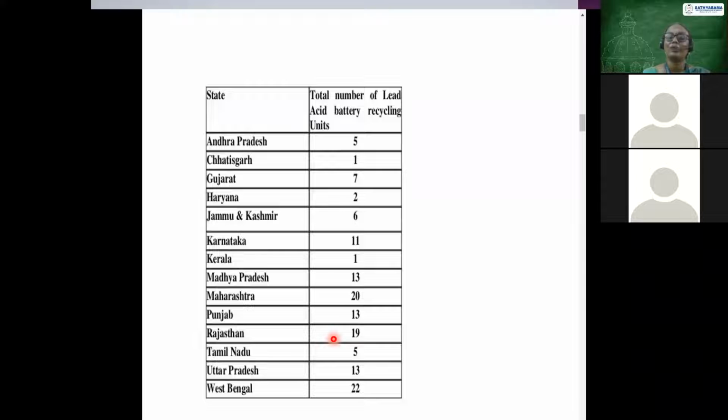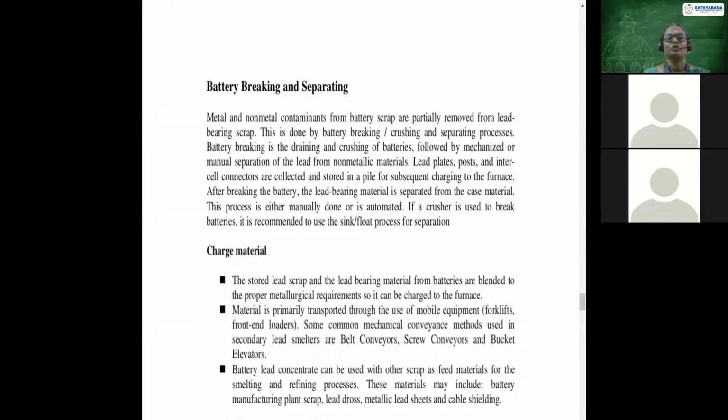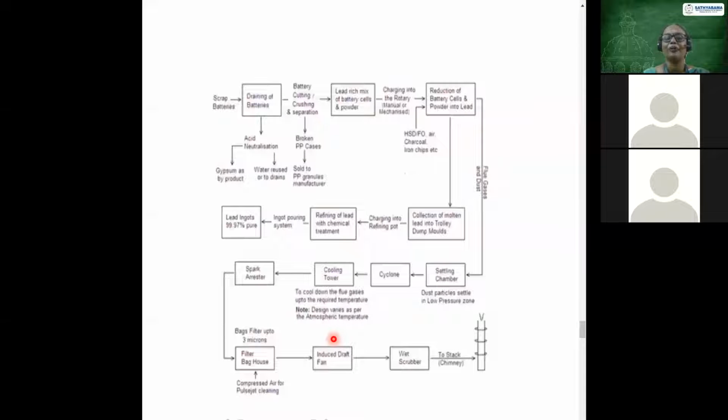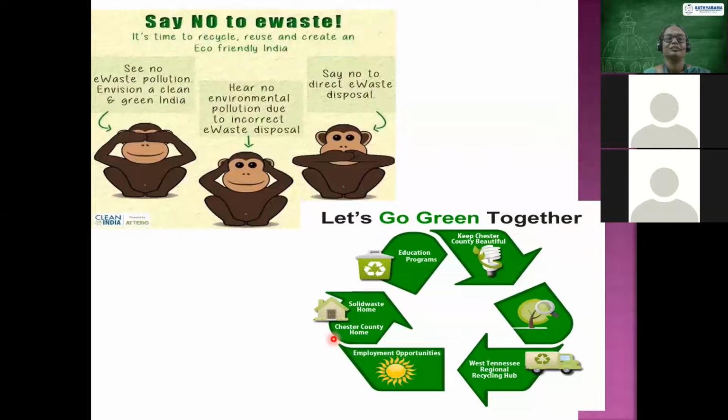So the recycling unit is for batteries. In Tamil Nadu, we have 5 lead battery recycling units. They do this because it is known to be heavily hazardous and infectious, and it will damage human beings directly. That's why we are supposed to do this. Okay.